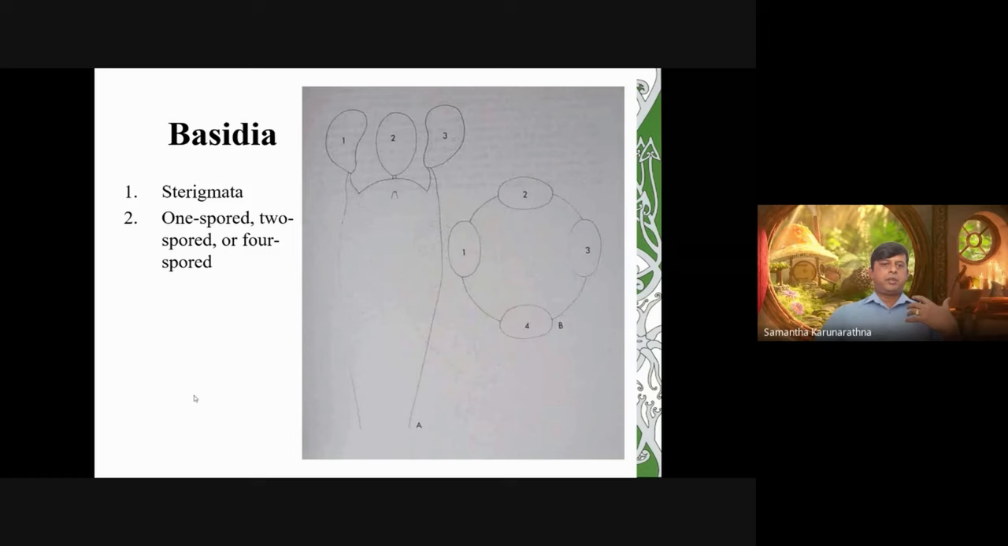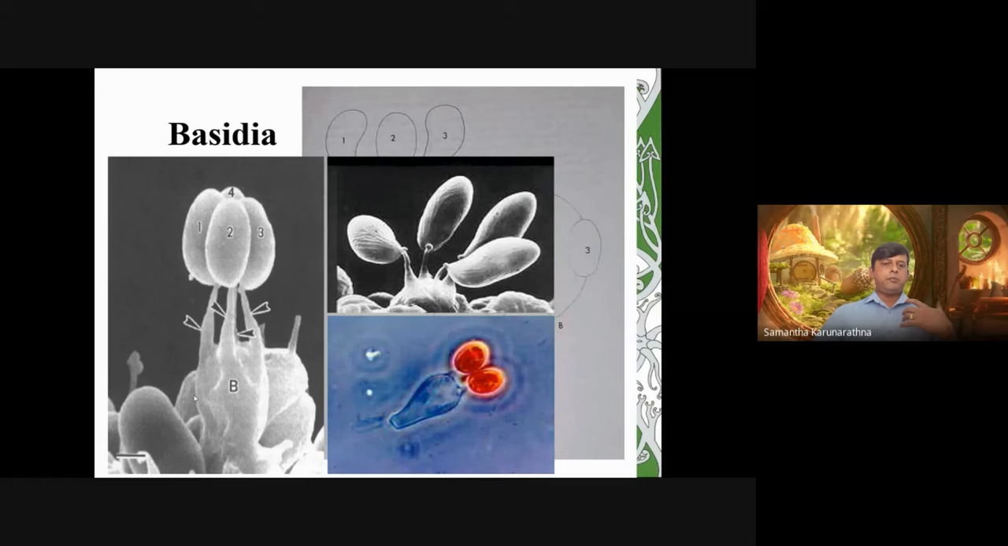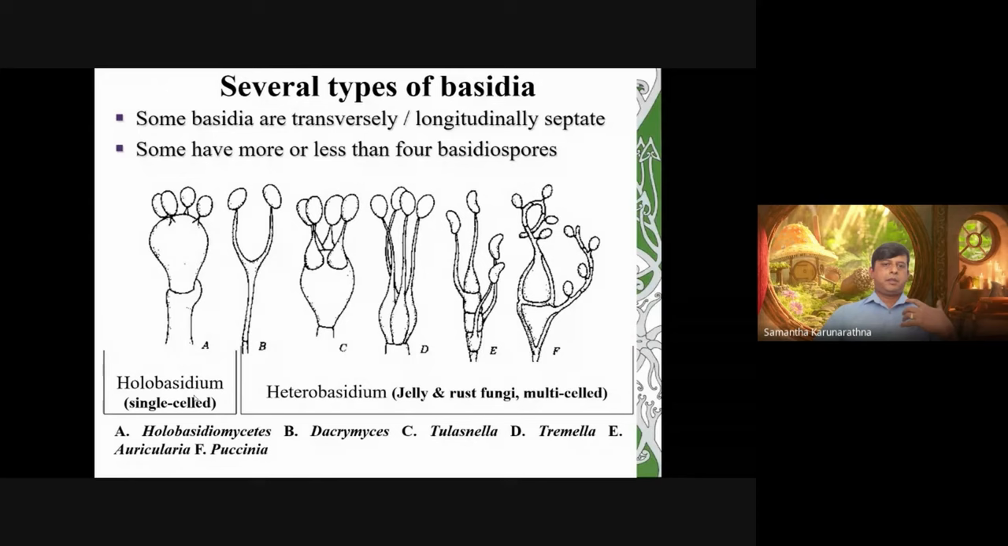As I mentioned, normally one basidium contains four basidiospores, but sometimes you can see three, two, or even one. These structures that carry the basidiospores we call sterigma or sterigmata. Next one, please. This is how you actually see them, normally four basidiospores in one basidium, like this, and sometimes two. Next one, please. There are several types, as I mentioned. Mostly it is four, but sometimes two, and also many, branched like this, and different shapes in different groups of mushrooms. Next one, please.